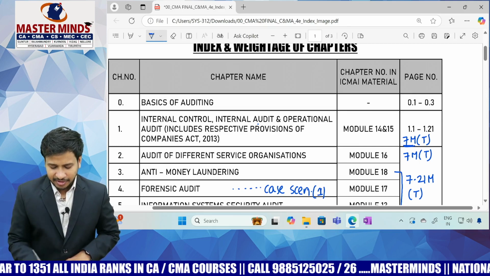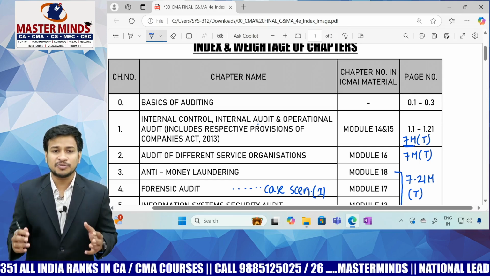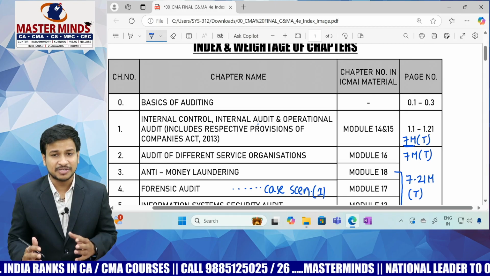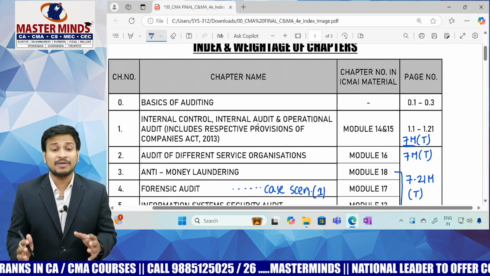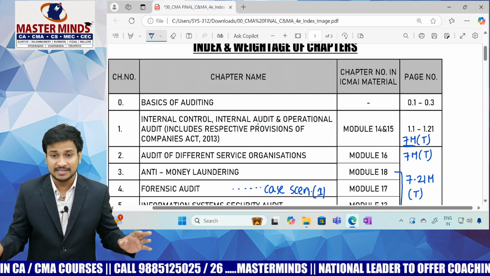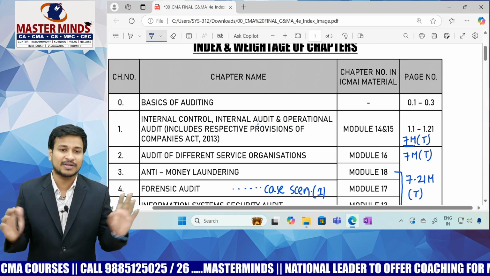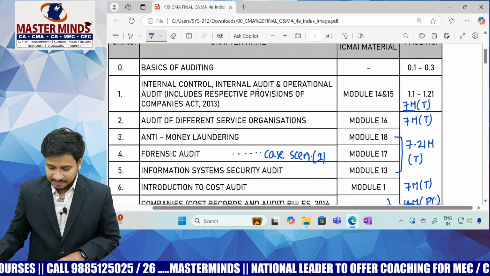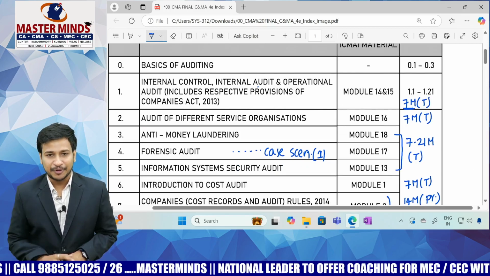And the next, audit of different service organization, a sure short, very simple chapter, and 7 marks you can get very happily without any hesitation, without any difficulty, without any hastiness. And it is something like a jackpot to you.